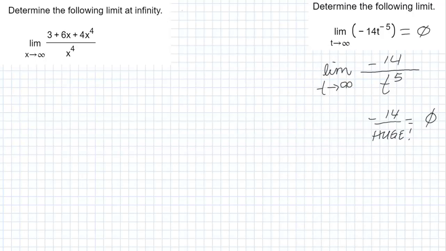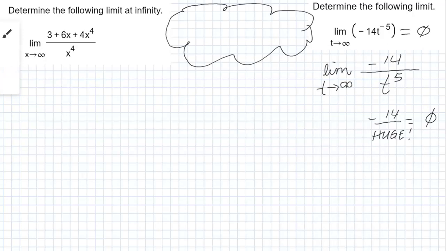Okay, as a matter of fact, we will think that the limit as x goes to infinity of a number divided by x to any power is going to be 0, because we have a finite number divided by a huge number, and that's going to become really small, and it is going to be approaching 0.